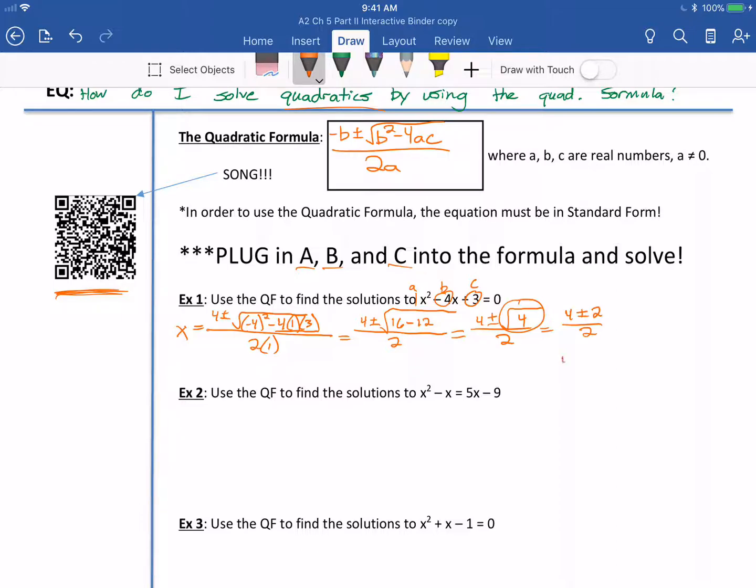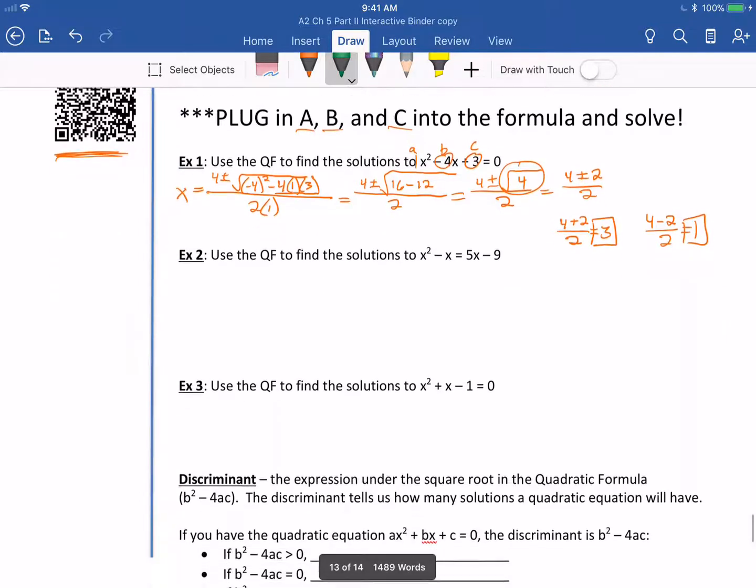So now these are my two answers. I have 4 plus 2 over 2, and I have 4 minus 2 over 2. 4 plus 2 over 2 is going to be 6 divided by 2, which is 3. And my second answer is going to be 4 minus 2, which is 2 over 2, which is 1. So again, solving quadratics, how many answers should we get? 2. So here x equals 3, x equals 1.